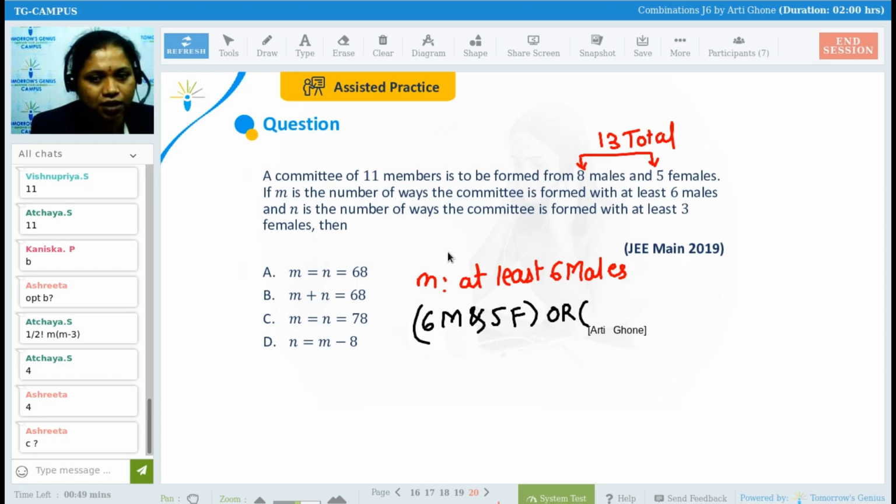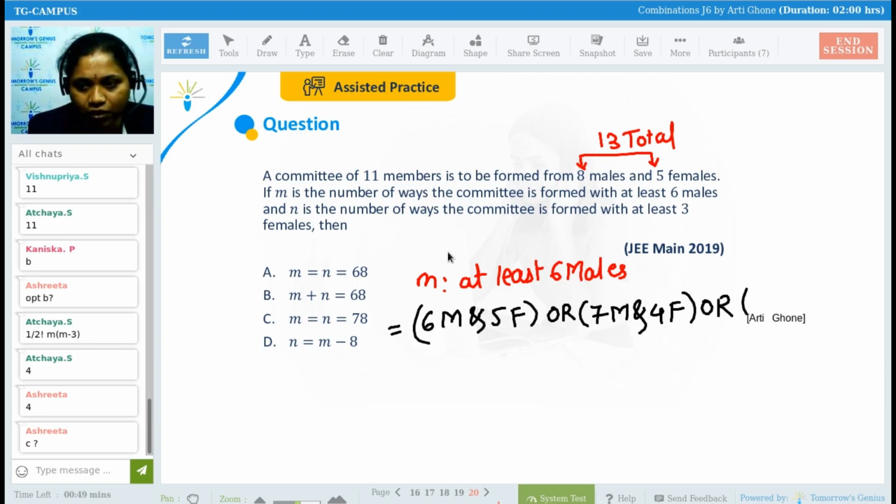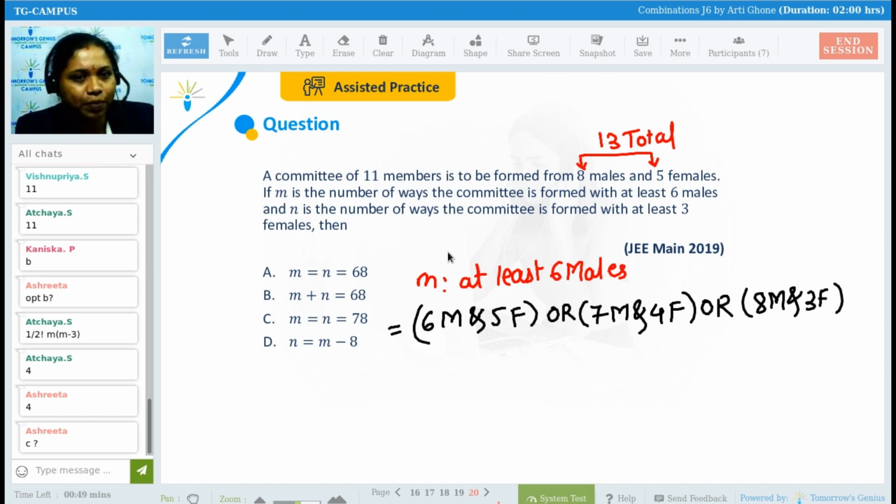Or what is the second one? 6 males and 5 females, or 7 males and 4 females, or 8 males and 3 females. These are the ways of the M pattern. Clear? Obviously, we are choosing males from males only. We have a total of 8 males, so we can't exceed 8. So we have to stop here. These are the cases of M.